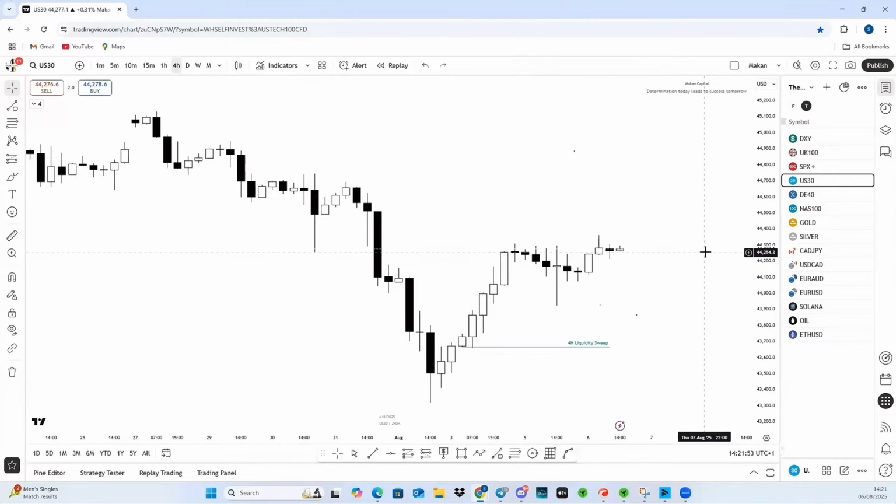The next one is there has to be a liquidity sweep, either on the daily, weekly, or at least the 4-hour. If we have a bullish move and the previous 4-hour candle does not get swept, I sit on my hands and I don't take the trade.